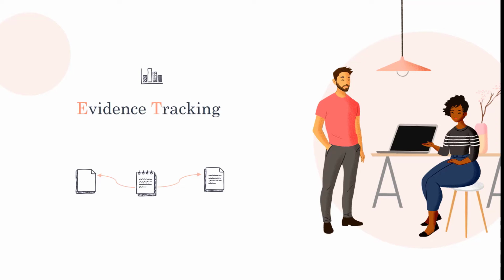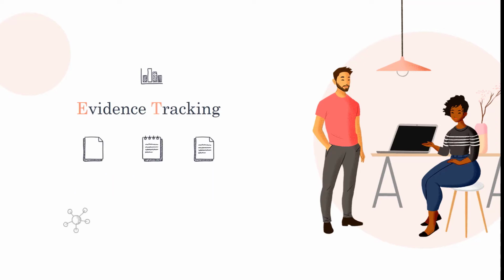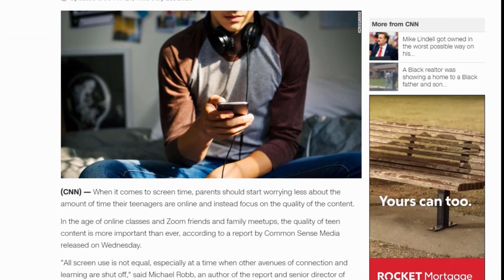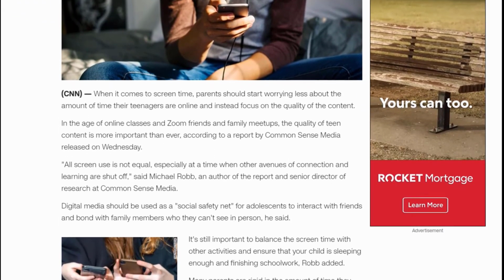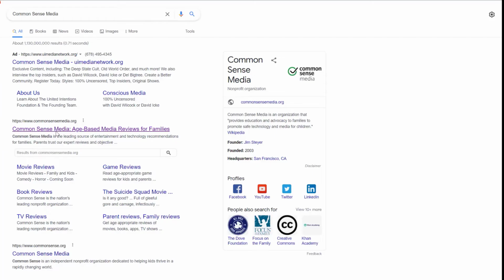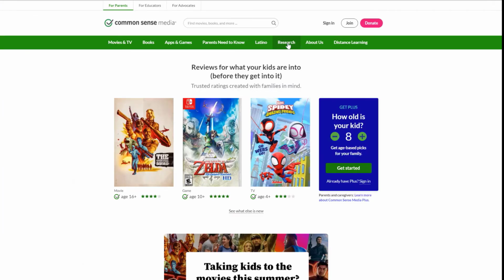We talked about using source links to verify the accuracy of the article. In the case that another specific person, expert, or institution is mentioned, we can use these clues to find more information as well. This CNN article, "Screen Time in Kids: Parents Need to Worry Less About Hours Logged," mentioned a report by Common Sense Media. Although there is no link, we can conduct our searches and investigation.